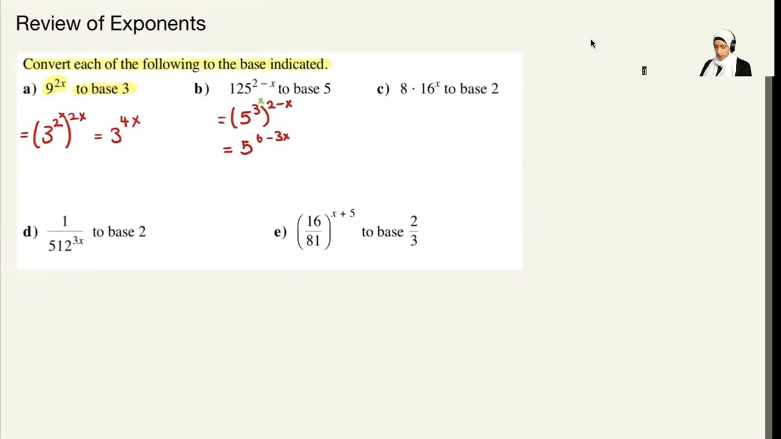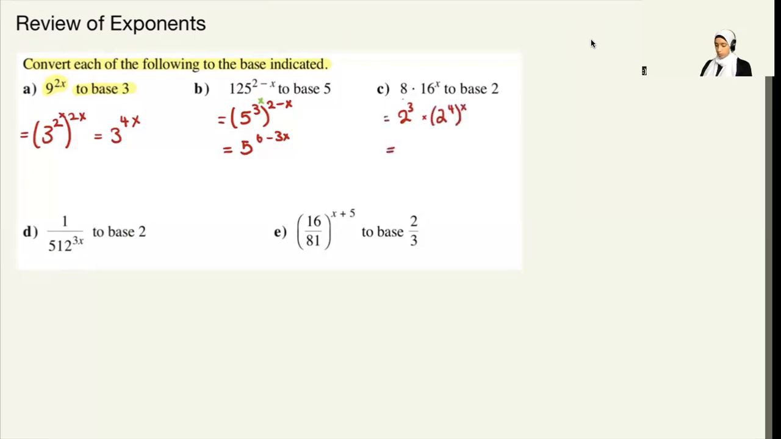So we can see that over here it says 8 multiplied by 16 to the power of x, to the base 2. Then over here we want to write the 8 and the 16 as a base of 2, because they both can be written as a base of 2. So 8 could be written as 2 to the power of 3, and 16 could be written as 2 to the power of 4, all to the power of x, since it's 16 to the power of x.